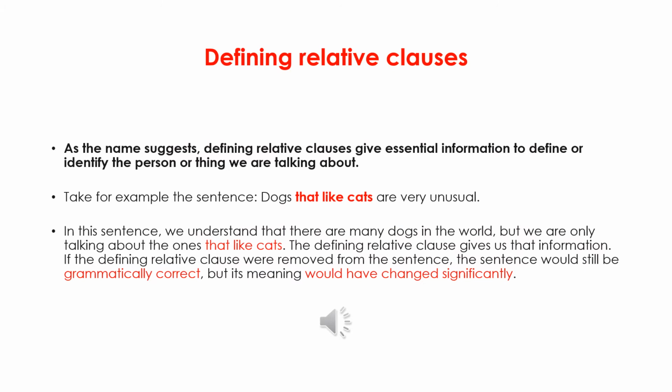Defining relative clauses. As the name suggests, defining relative clauses give essential information to define or identify the person or thing we are talking about. Take, for example, the sentence, dogs that like cats are very unusual. In this sentence, we understand that there are many dogs in the world, but we are only talking about the ones that like cats. The defining relative clause gives us that information.